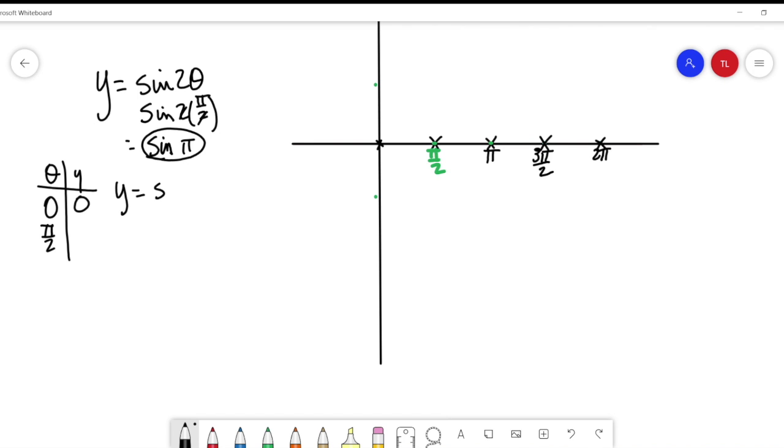All I'm doing is taking this and graphing it. This is the graph. Basically, I'm asking you what happens if you put a 2 in front of theta. At pi, pi is my angle, so that would be the sine of 2 pi. So what's the sine at 2 pi?